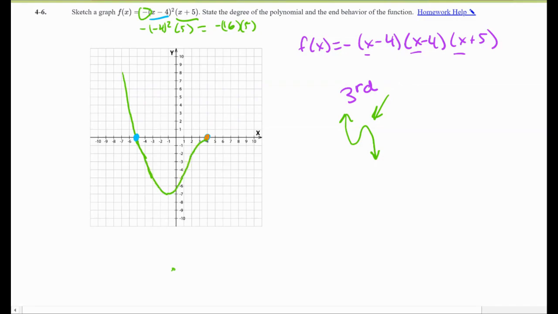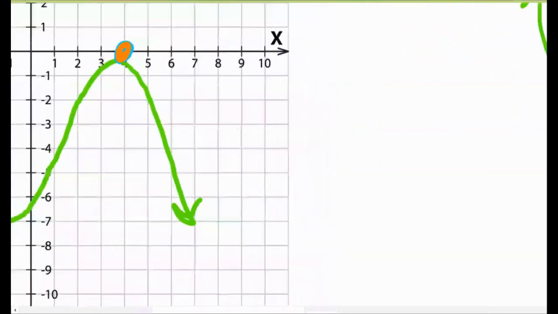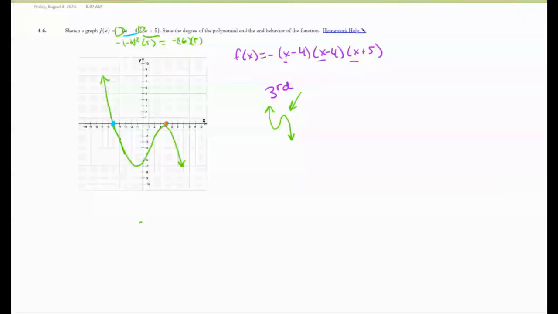So at this point, when I go back to 4, I'm bouncing off of that point because it is x minus 4 squared. And if I were to zoom in on this, when it's squared, it should look like a parabola. So it bounces off that point and goes down forever. So there's my sketch, my end behavior.